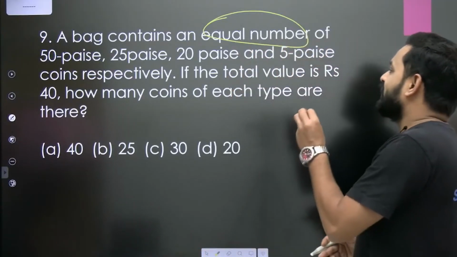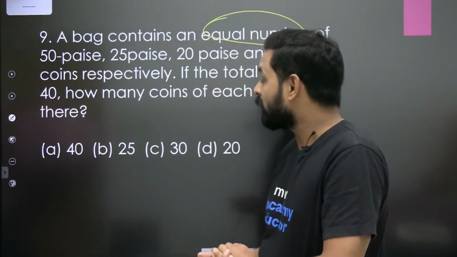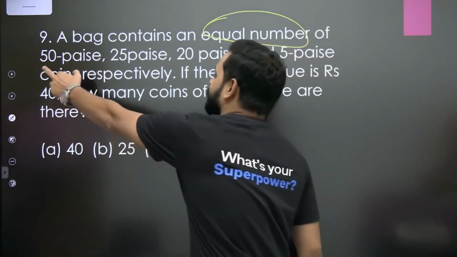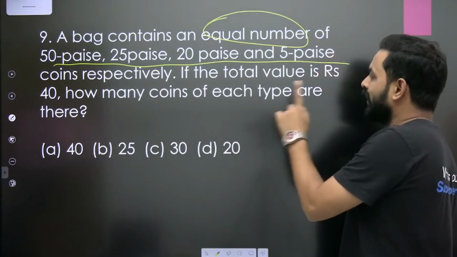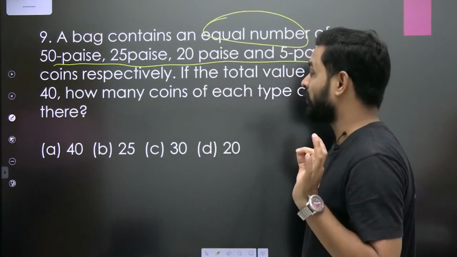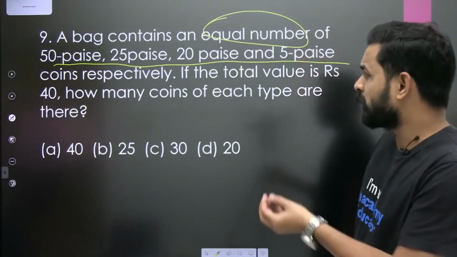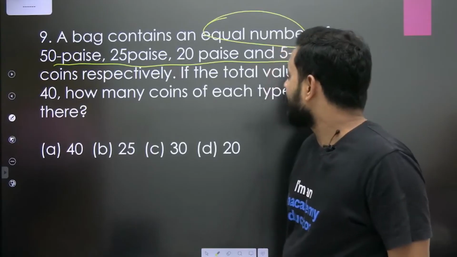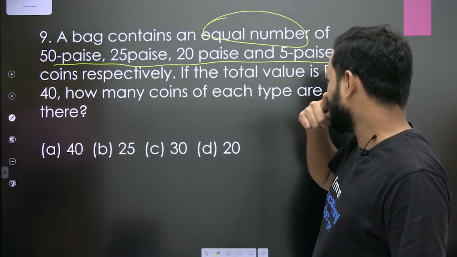50 paise, 25 paise, 20 paise and 5 paise coins respectively. There are four denominations. What are the four denominations? 50 paise, 25 paise, 20 paise and 5 paise, right? Okay. If the total value is rupees 40, then how many coins of each type are there? It's an easy question. You can work backwards from the options.